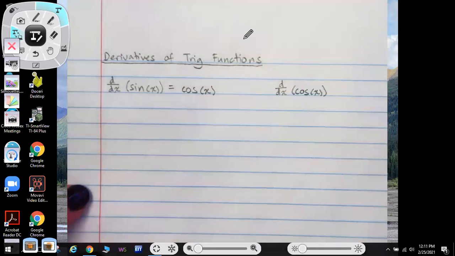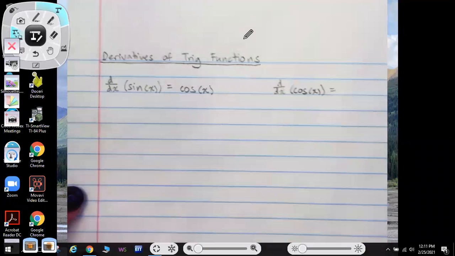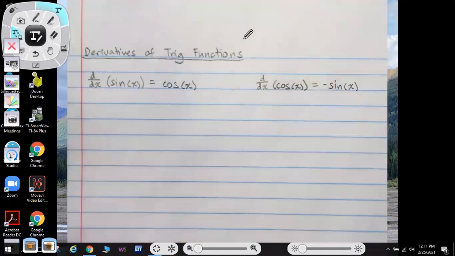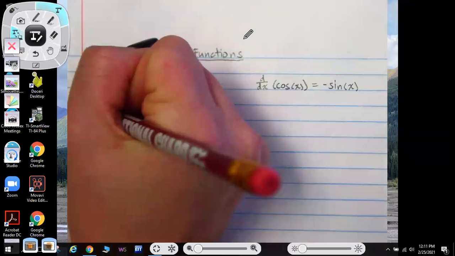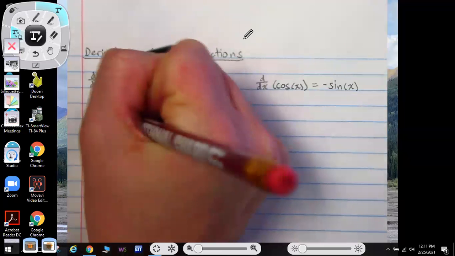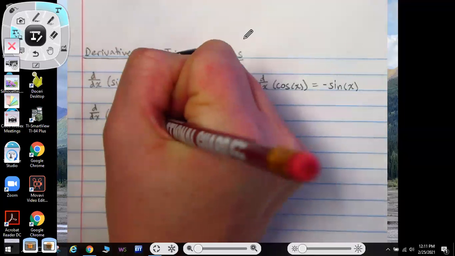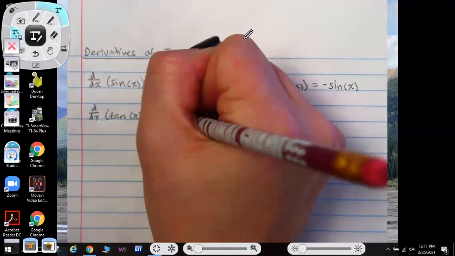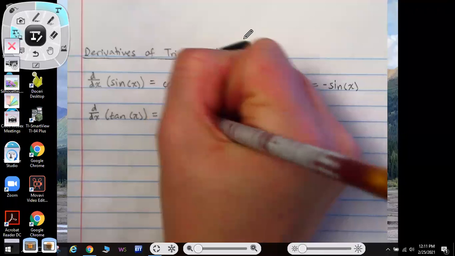The derivative of cosine is negative sine. The derivative of tangent is secant squared.